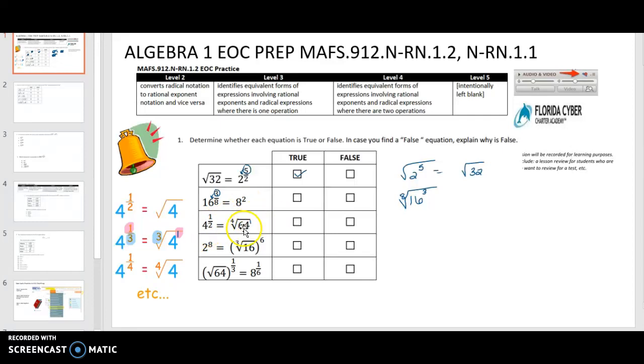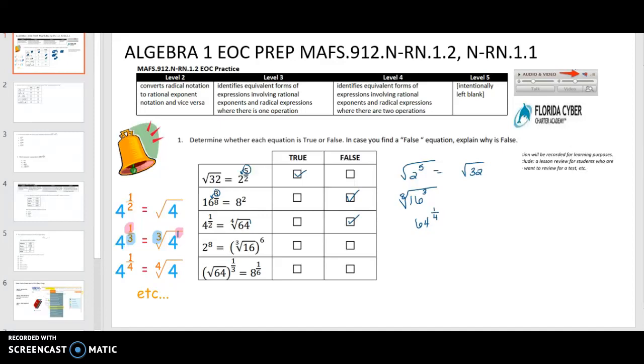All right, so let's do this example. What I'm going to do is turn this into a fractional exponent to see if they match. So we have 64. The exponent that's already there is going to be the top of your fraction, which is 1, and it's going to be 1/4. So we can easily see, oops, sorry, that was false, that 64 raised to the 1/4 power is not the same as 4 raised to the 1/2 power.